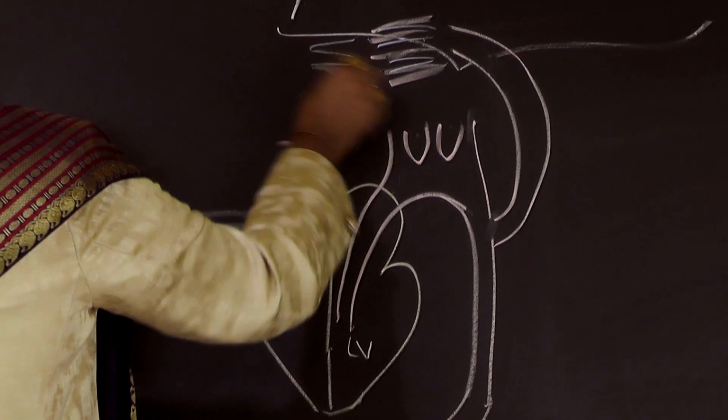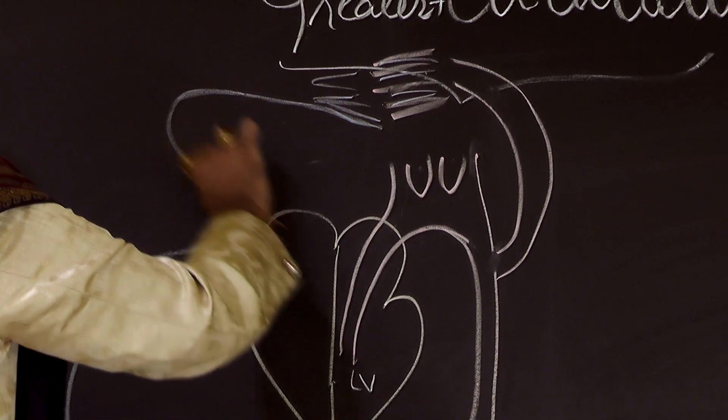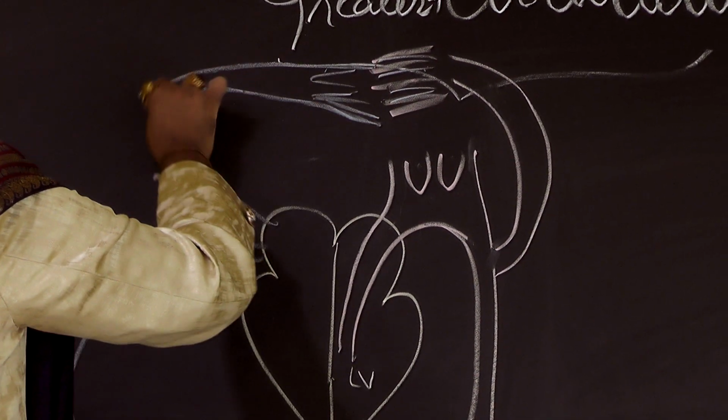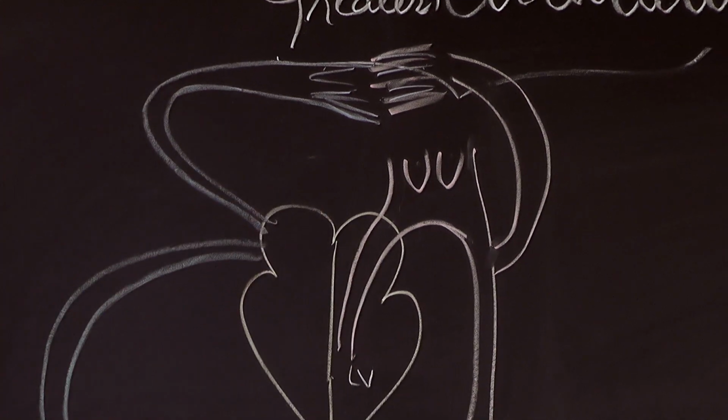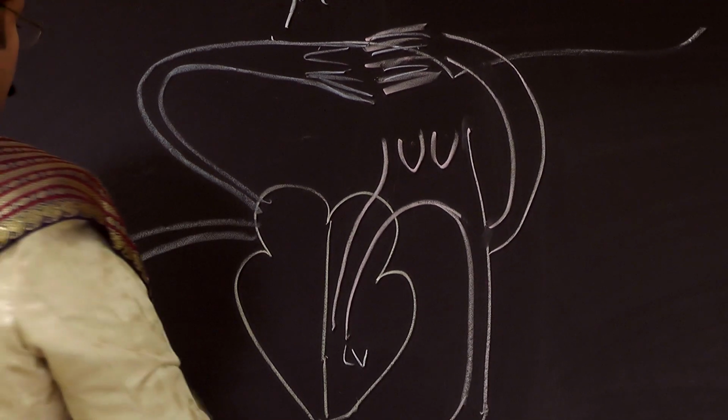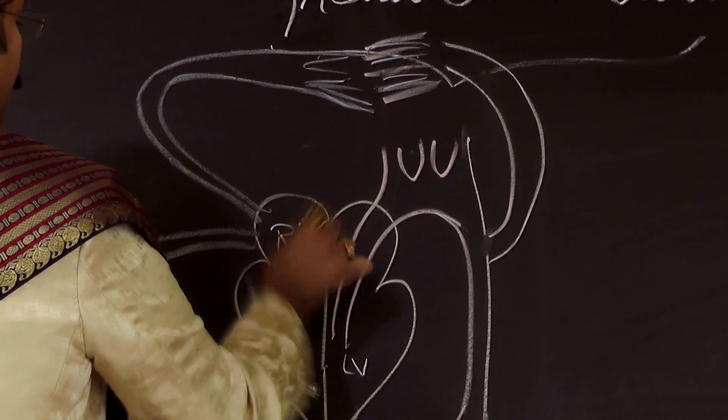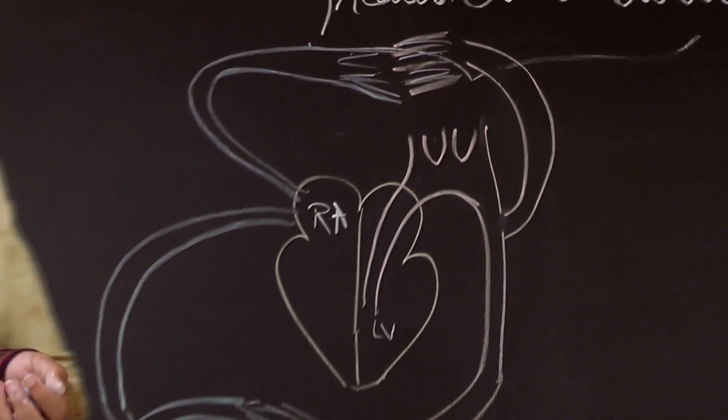And here again, you have got the venules. And where do the venules lead? To the superior vena cava, through which the blood is opening into the right atrium of the heart. Now, what is greater circulation?